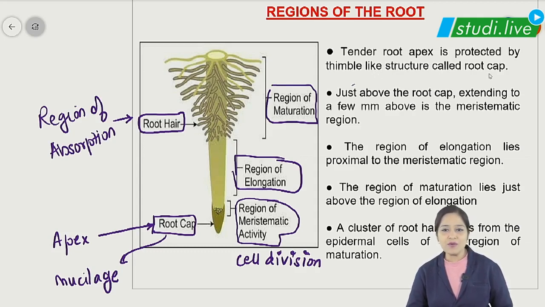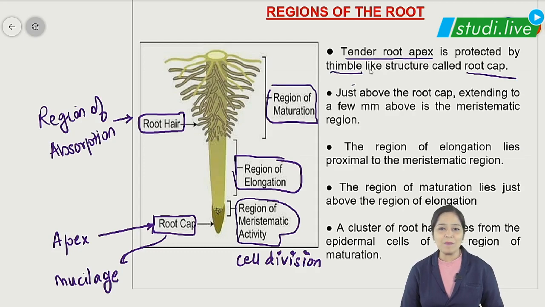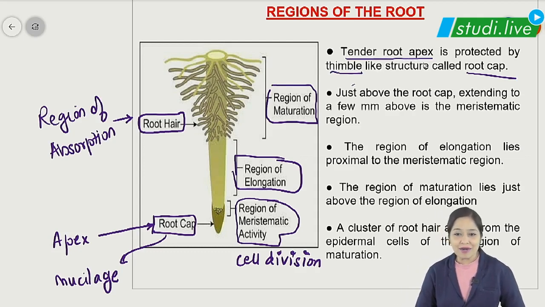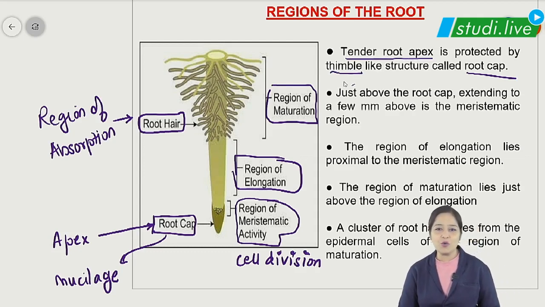So here we can see what the root cap is. The root cap is the tender root apex protected by a thimble like structure, which is nothing but a cap like structure, called the root cap.